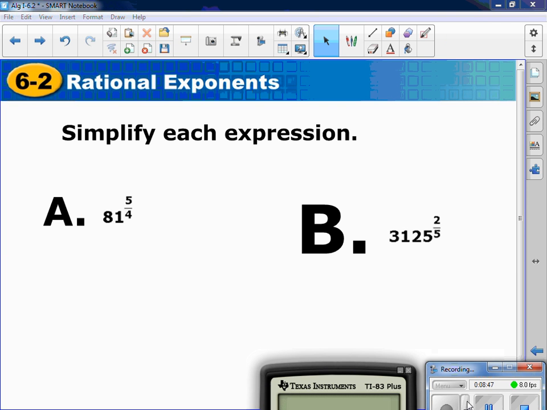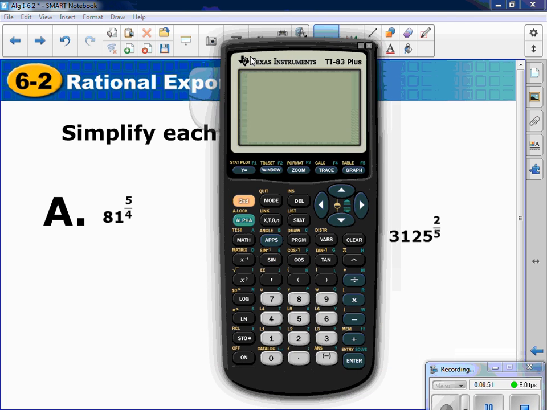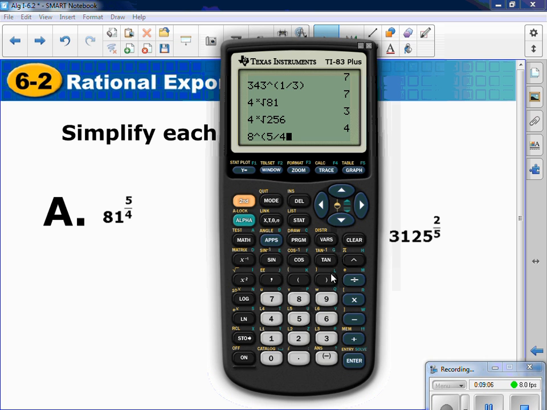I'm well aware that we can sit and just put it in a calculator. I understand. We put them in the calculator right off the bat. 81 to the 5/4. And I know I forgot the 1. I'll go back and fix it.